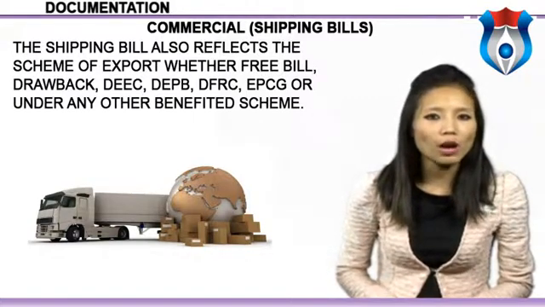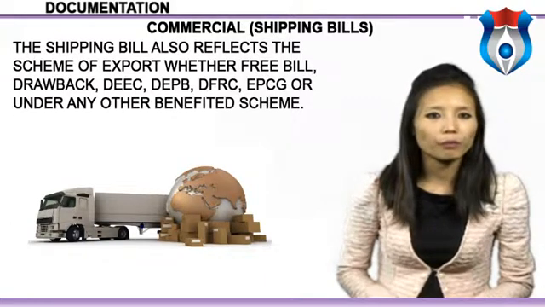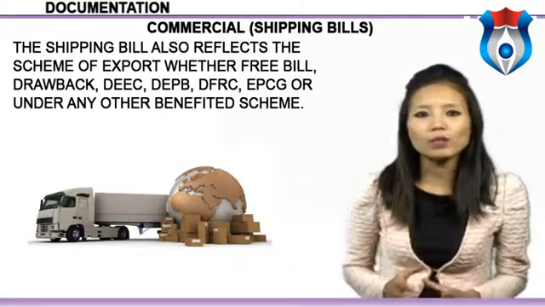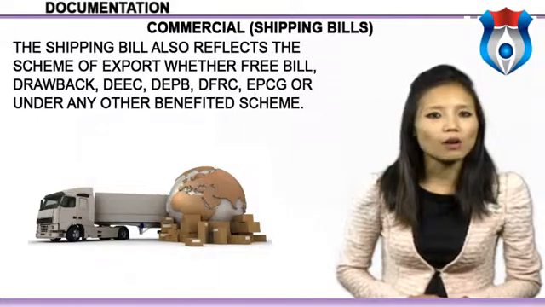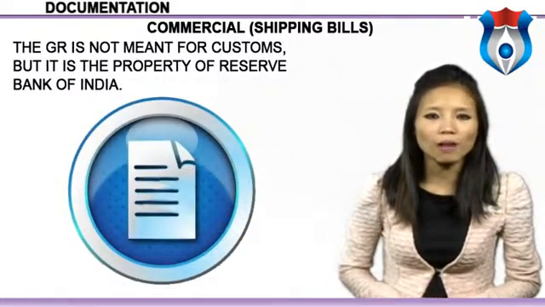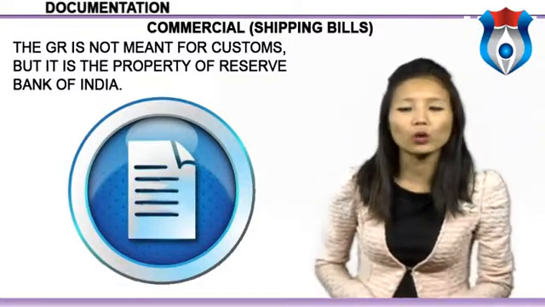as a copy of the GR is directly transmitted from the Customs Department to the Reserve Bank. However, GR procedures in export continue at customs locations where no electronic filing arrangements are available. The GR is not meant for customs, but it is the property of the Reserve Bank of India. So what is the importance of GR and why does the Reserve Bank monitor GR?